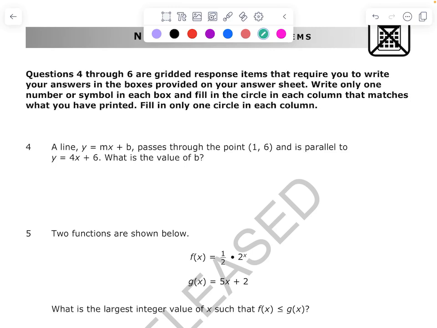Okay, let's take a look at number 4. A line y equals mx plus b passes through the point (1, 6) and is parallel to y equals 4x plus 6. What is the value of b?